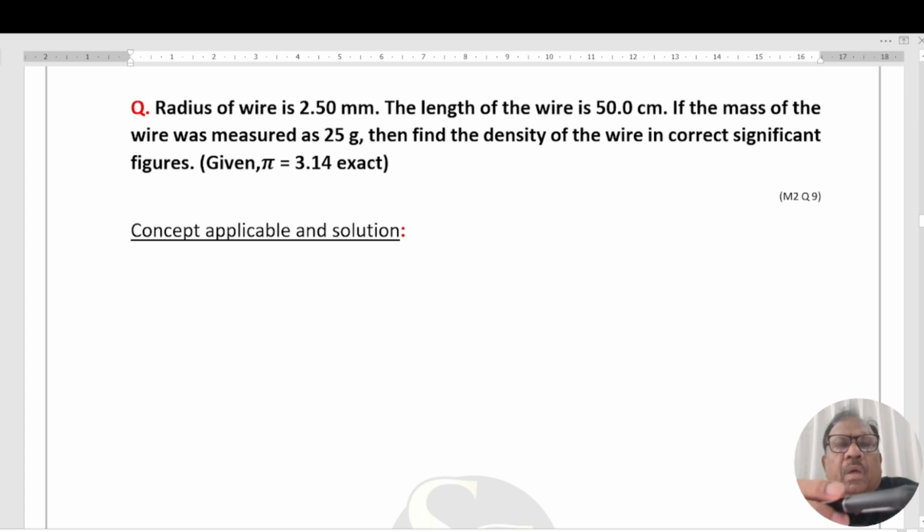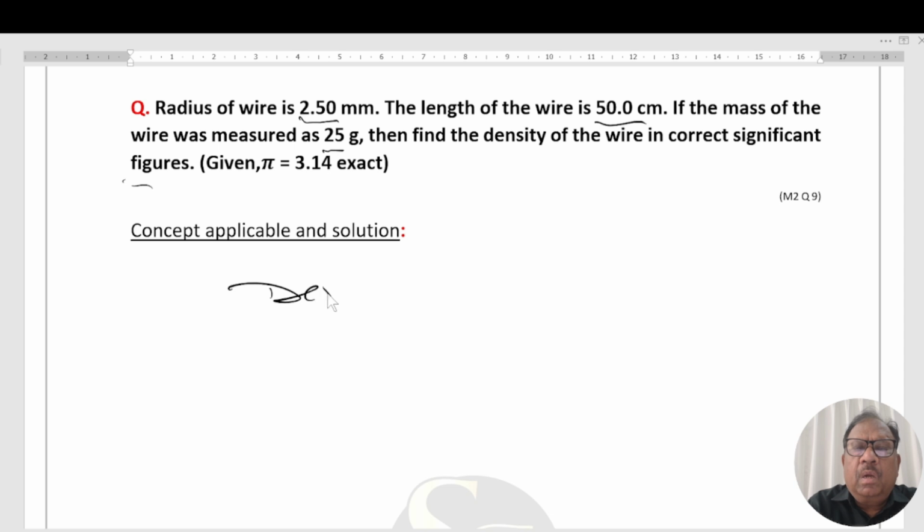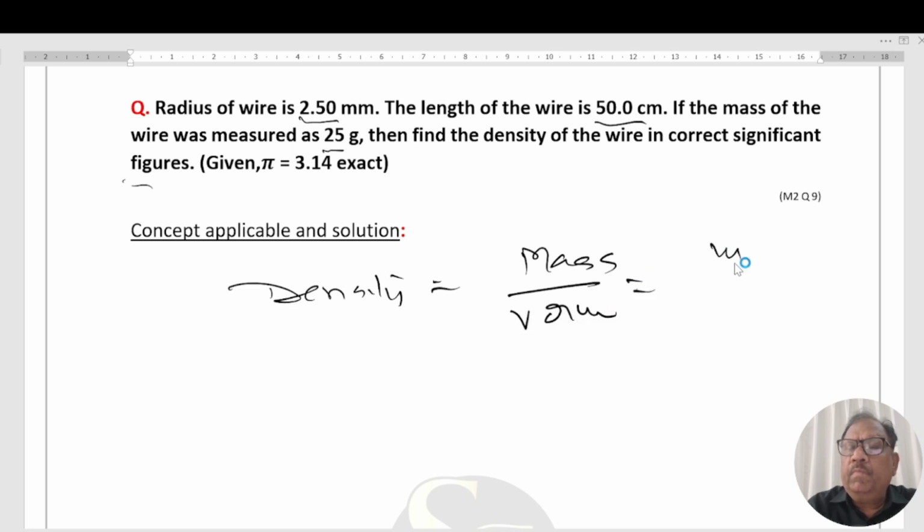Question is, radius of wire is 2.50 mm. Length of the wire is 50 centimeter. If the mass of the wire is measured to be 25 gram, then find the density of the wire in correct significant figures. Given pi equal to 3.14, we have to find the density. Density means mass upon volume. Mass upon pi r square l.